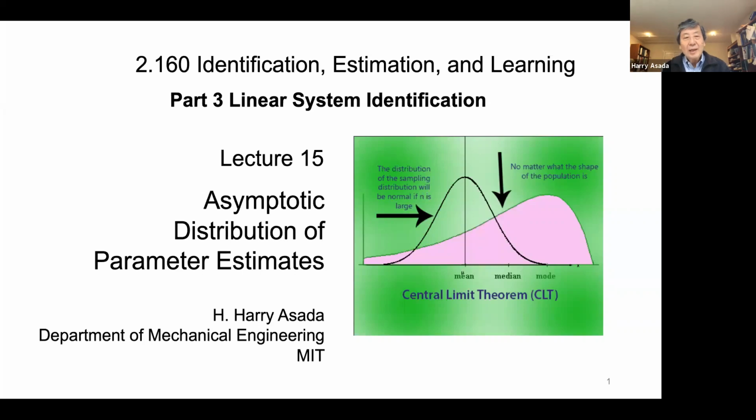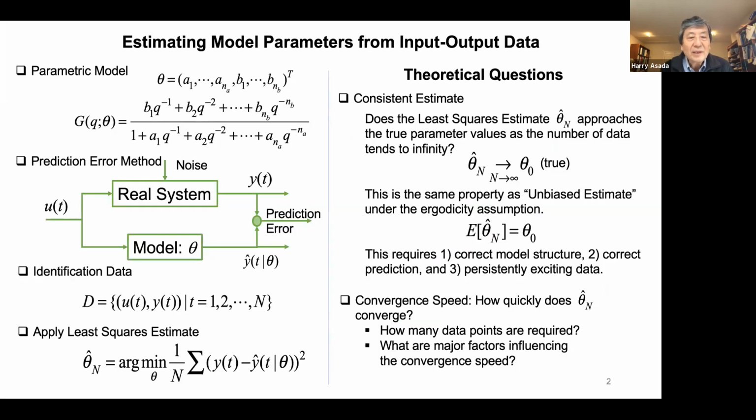Okay, so I'll talk a little bit about analytic and theoretical things. So far, we have looked at the algorithms and the methodology for system identification, both the non-parametric and the parametric, right? So, just a quick reflection.